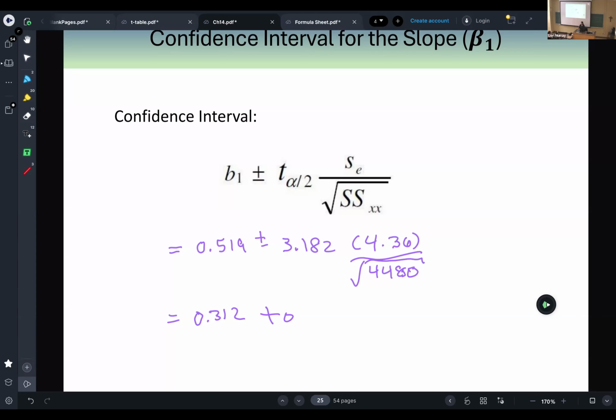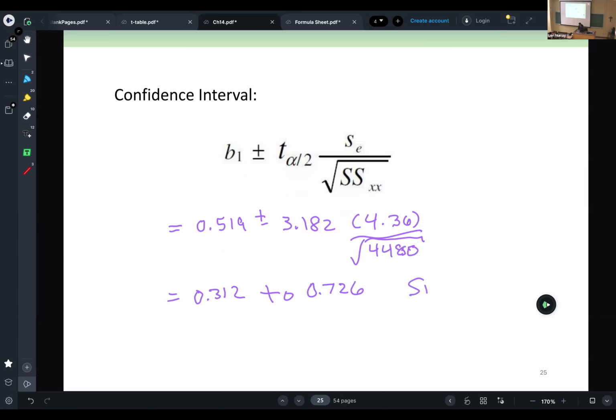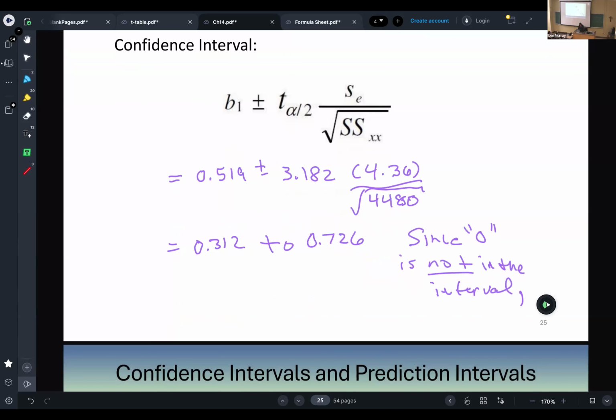Anybody have an upper bound? I get 0.726. So since 0 is not in the interval, we say time spent is related to sales.